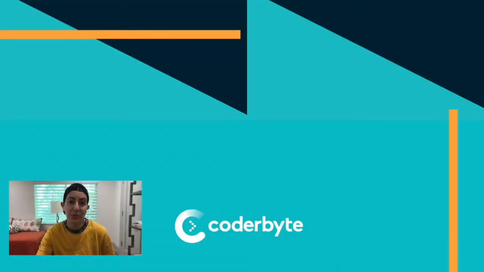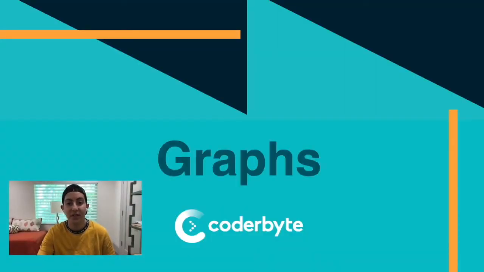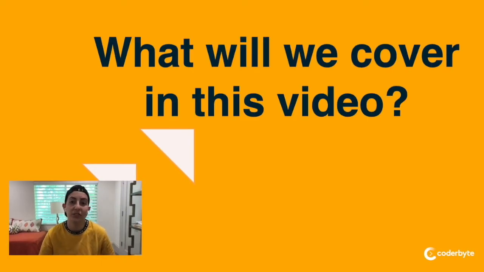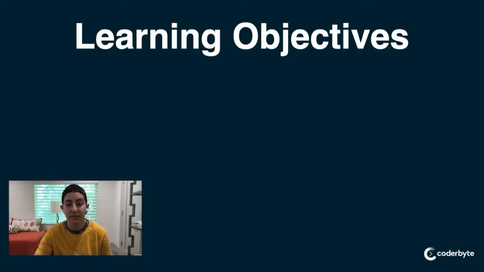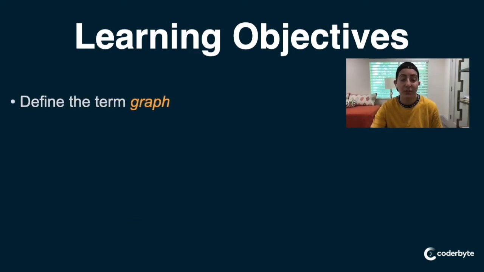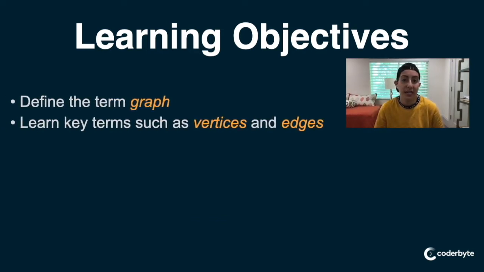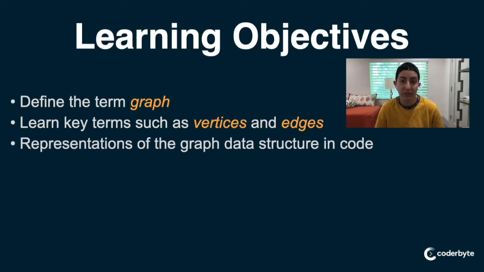So, what exactly will we cover in this video? First, we'll define the term graph. We'll learn some key terms such as vertices and edges. We'll then do a live implementation example of the graph data structure and code. We'll actually give 3 different examples for how you can implement the data structure and code.